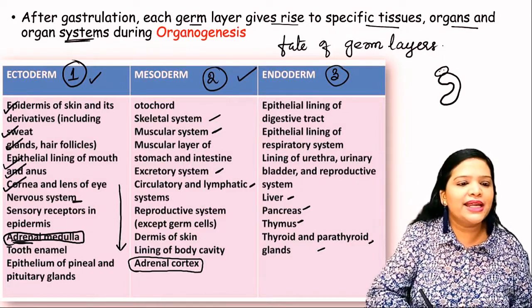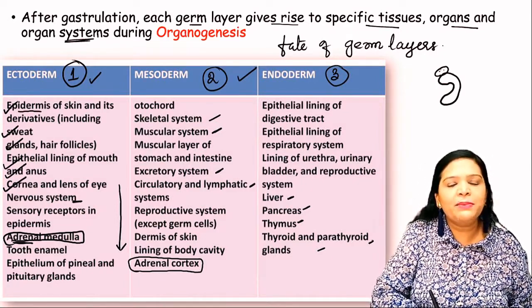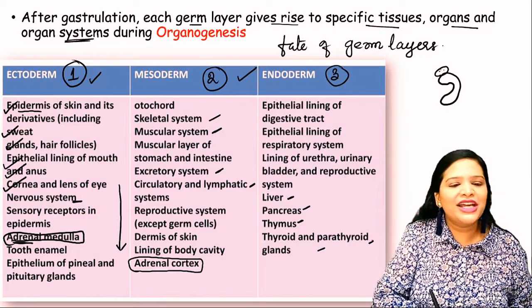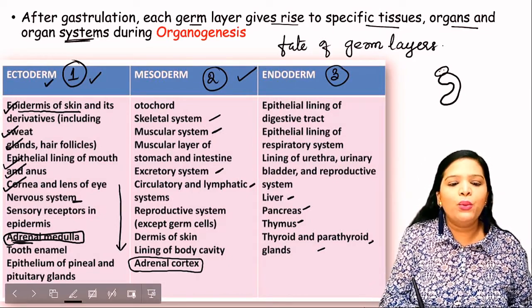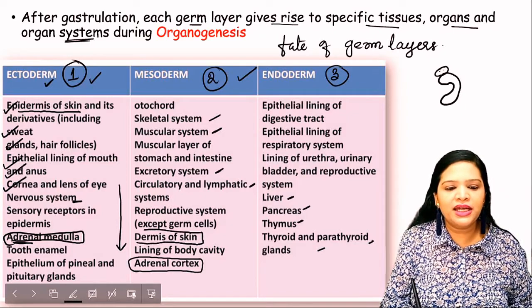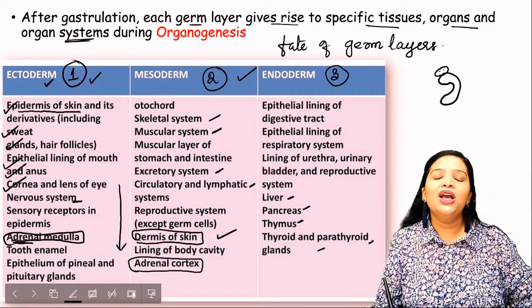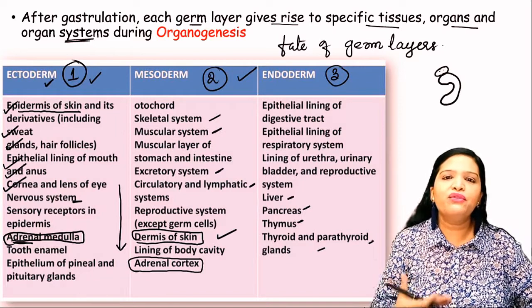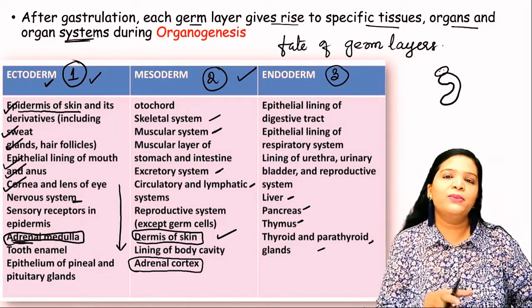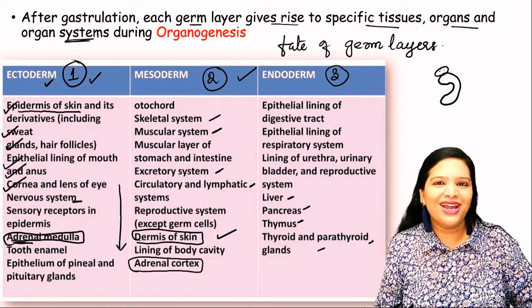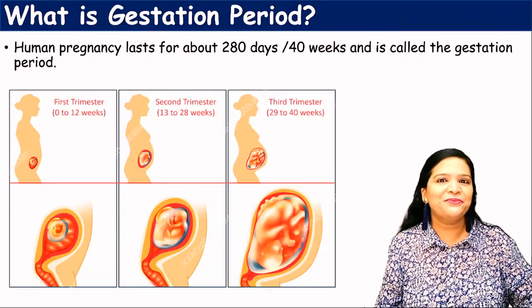Okay, see another example. Epidermis is the outer layer of the skin. Epidermis of the skin develops from the ectoderm, whereas the dermis of the skin develops from the mesoderm. So like this, the fate of every organ and every tissue is already determined, from which germ layer which organ has to be produced, right? Okay.